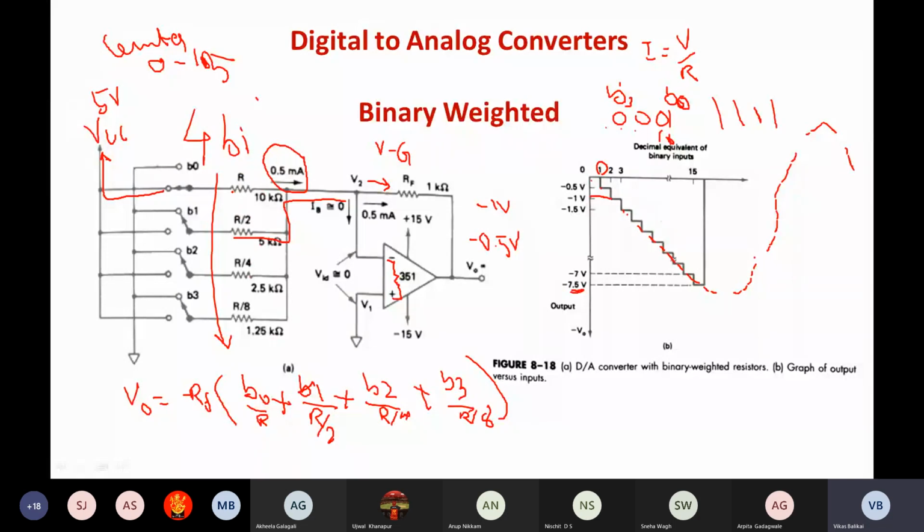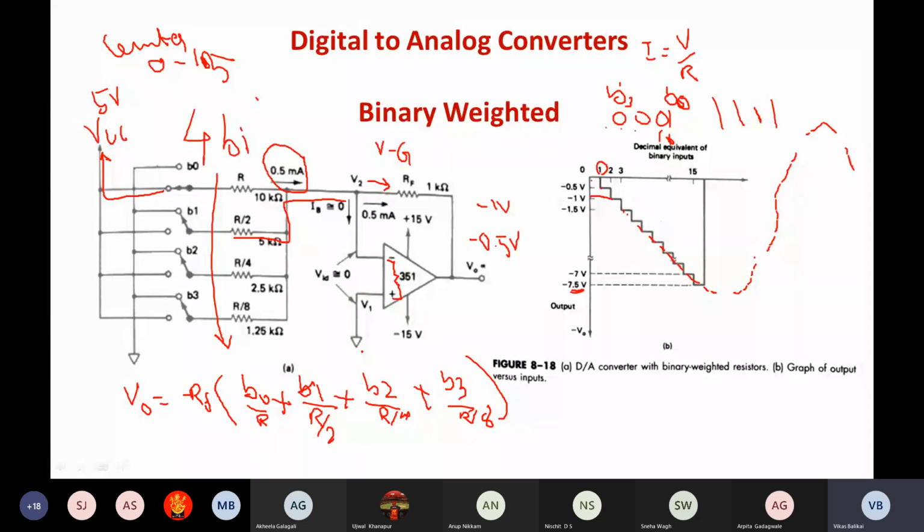Now I took 4 bits; when I take 8 bits, this one is half, this one is half, this one is half. So it becomes 1.25 half, I mean half of that. So if I just look at 1.25, the half will be 0.625. So 0.625 kilo ohm. So it becomes very difficult to choose appropriate resistors. So that is one major drawback of this entire binary weighted digital to analog converter.